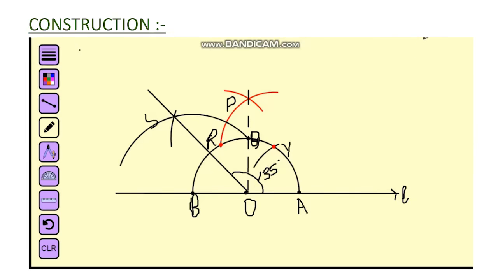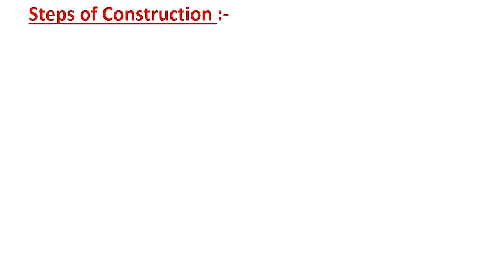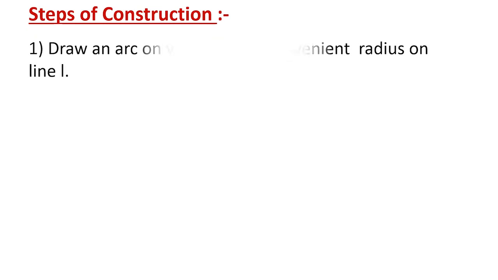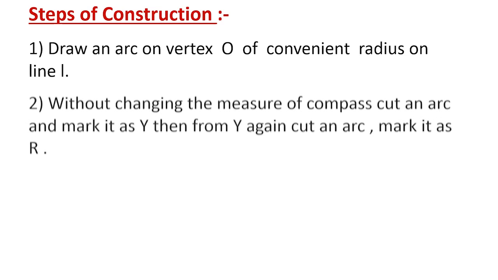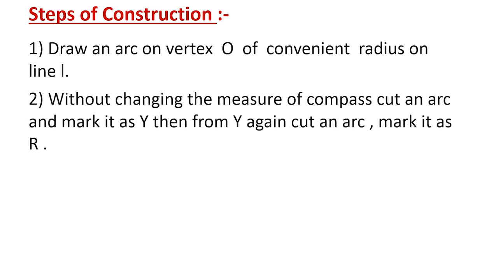Here are the steps of construction which we have already discussed while doing the construction for the 135 degree angle with the help of ruler and compass. First of all, we drew an arc with the vertex O by taking a convenient radius on the line L. Then we took a radius in the compass, and without changing the radius we cut an arc, and the first arc which we obtained we marked as Y, and then from Y, again without changing the compass measurement, we obtained another arc that we named R.